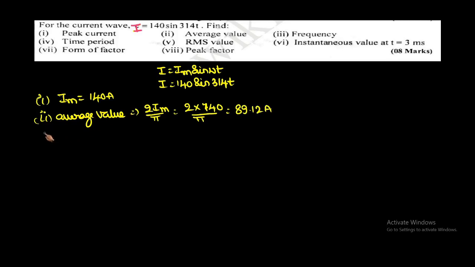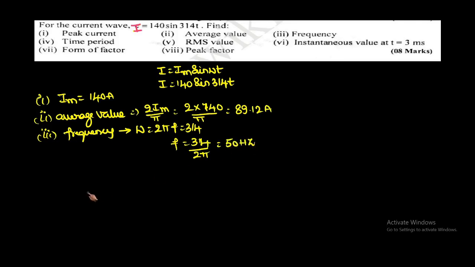Next, third question. So what is the frequency? For frequency it is very important. Omega is equals to 2 pi f. How much is it given? If you compare these two, that is given as 314. So f will be 314 divided by 2 pi. So what is the answer you are going to get? Approximately you are going to get 50 hertz.